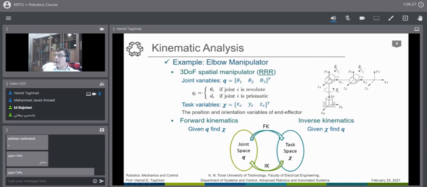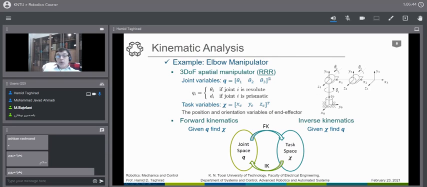So how many joints do we have? 3. How many joint angles do we have? 3. And what is the size or dimension of the joint variable? It is 3. So we have a vector of 3 by 1. We put it in a vector form. You see that we have the transposition.